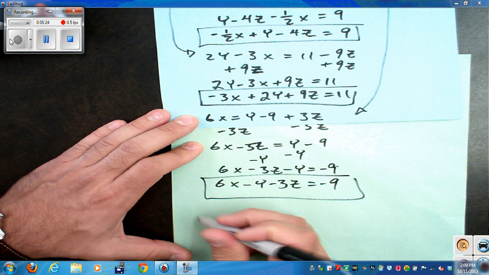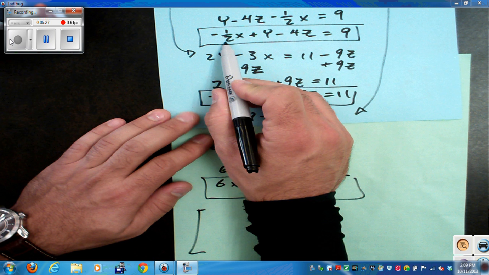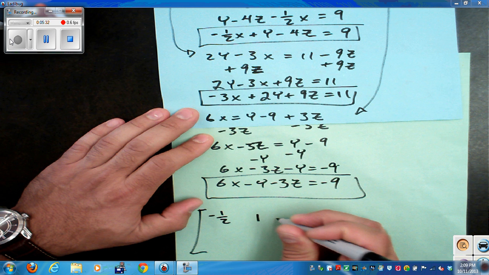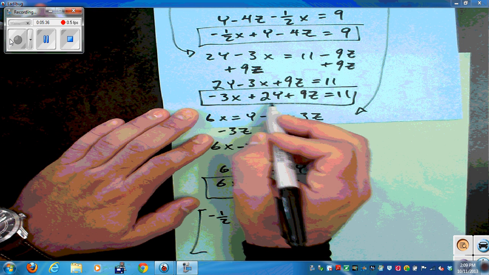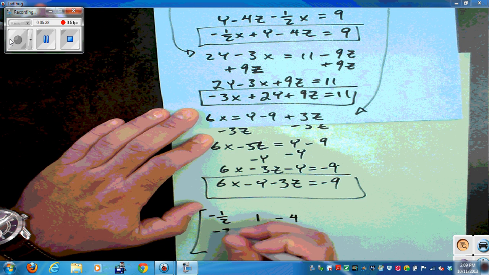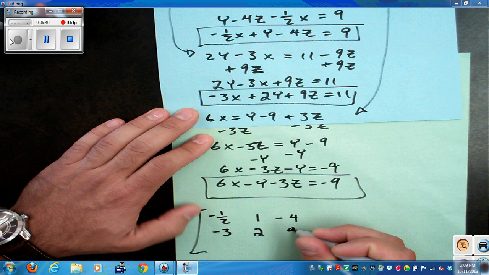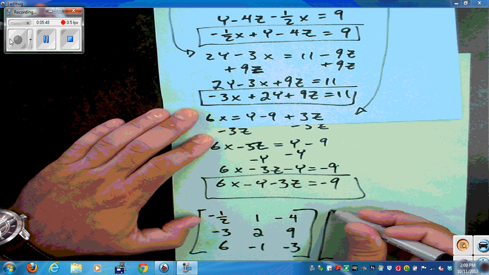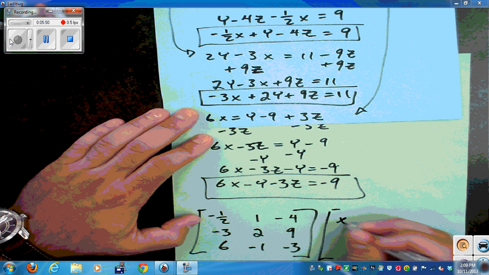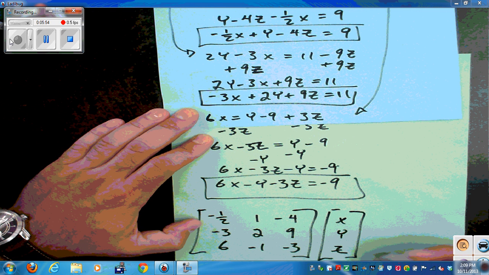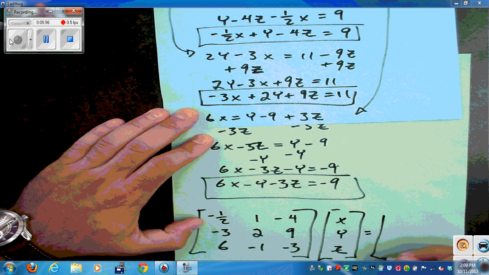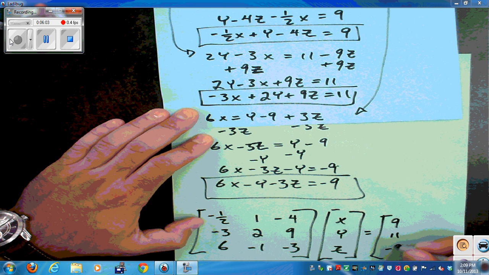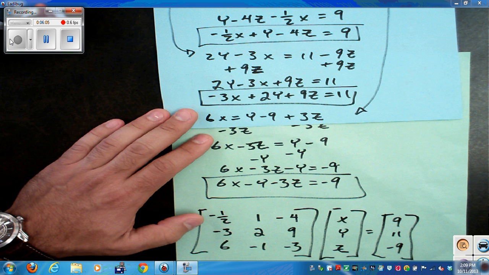The first matrix are all my coefficients. So -1/2, +1, -4. -3, +2, +9. 6, -1, -3. My second matrix are all my variables, x, y, z. And my final matrix are the constants, 9, 11, -9. And it's as simple as that.